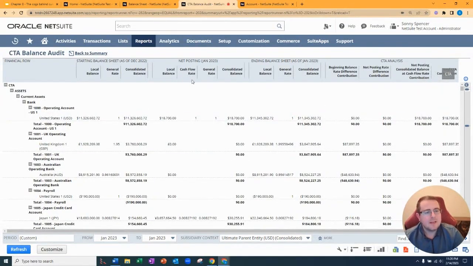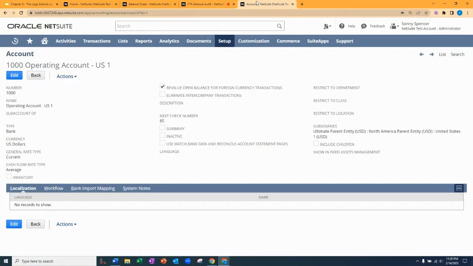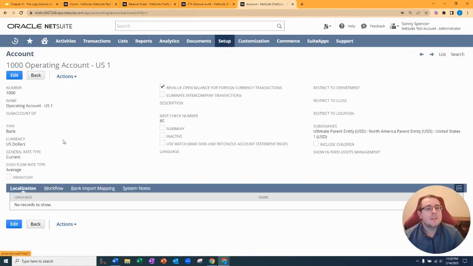Next up, we have the cash flow rate and the general rate. Before I explain what they are, I just want to jump to a GL account here to show where these balances are derived from. So on every GL account in the system, you will set a general rate type and a cash flow rate type. For the most part, we care about the general rate type because that dictates which consolidated exchange rate the system uses for financial reports such as your trial balance, income statement, balance sheet. But your cash flow rate type is used when preparing your cash flow statement in NetSuite.